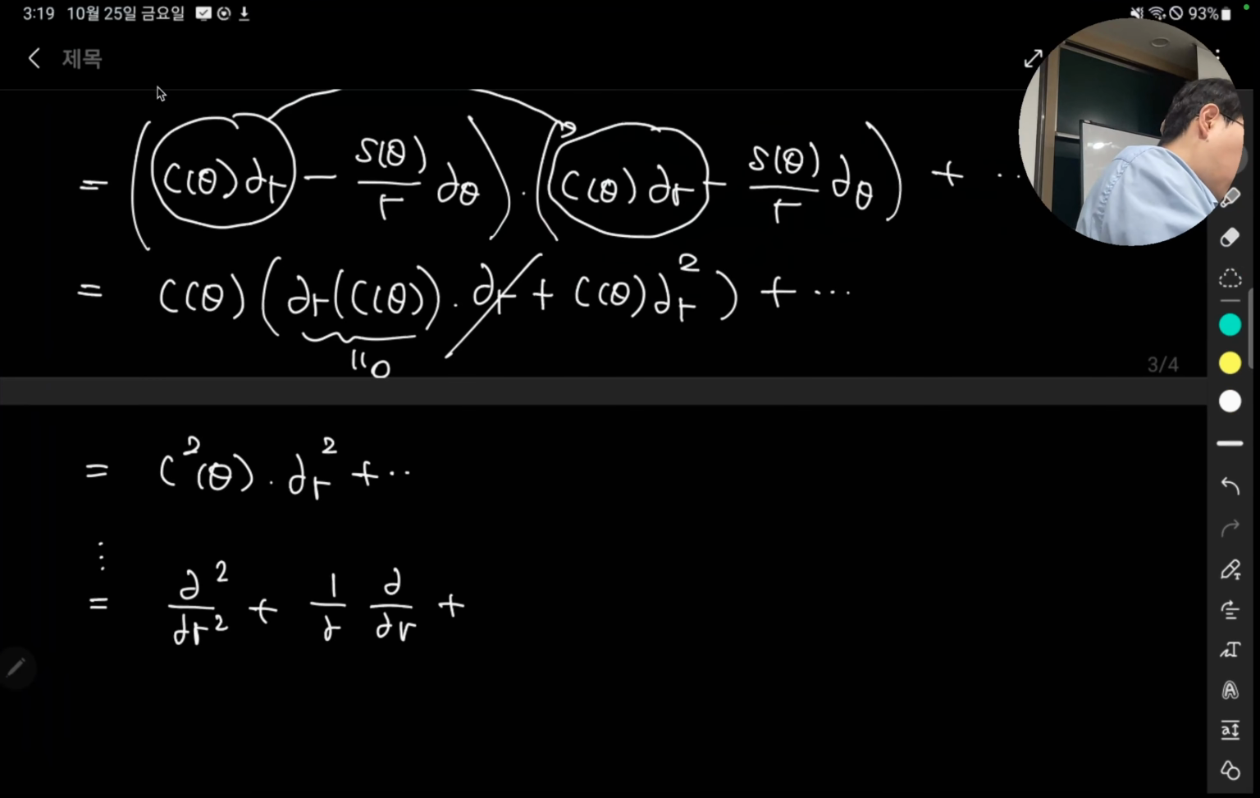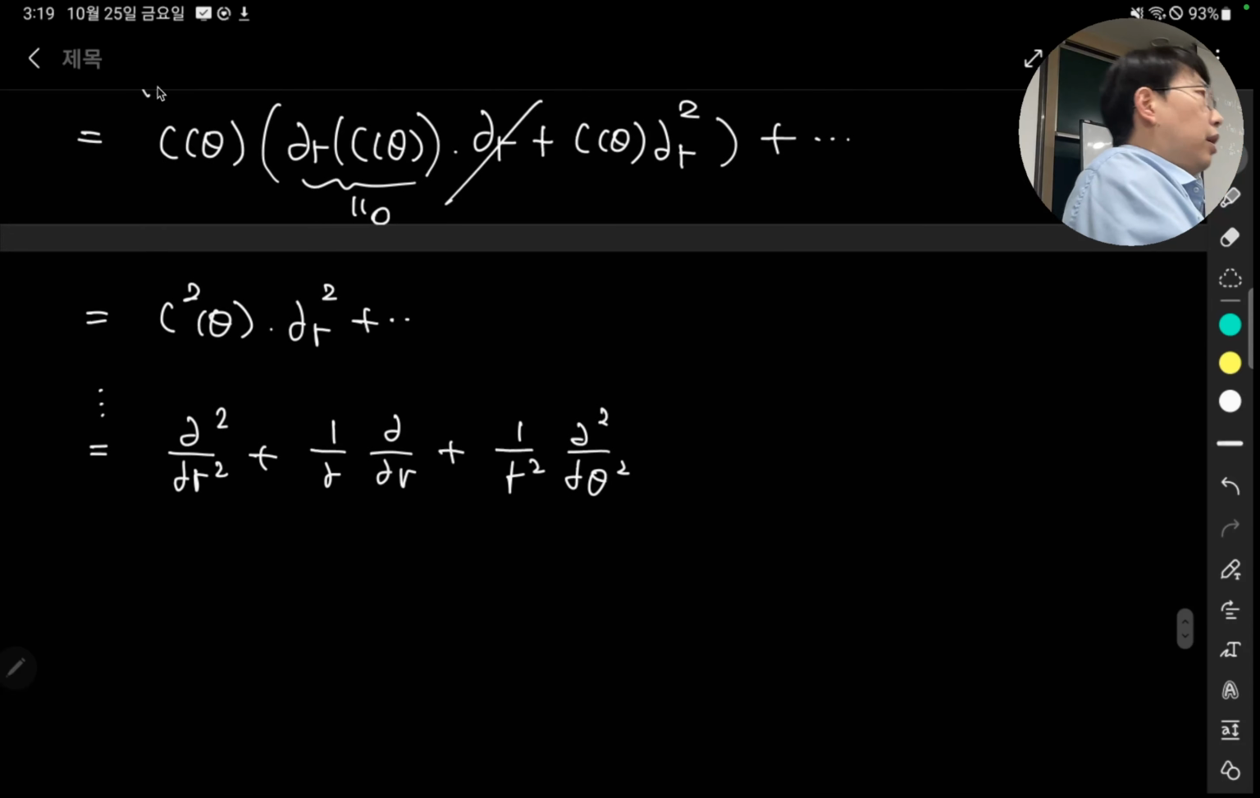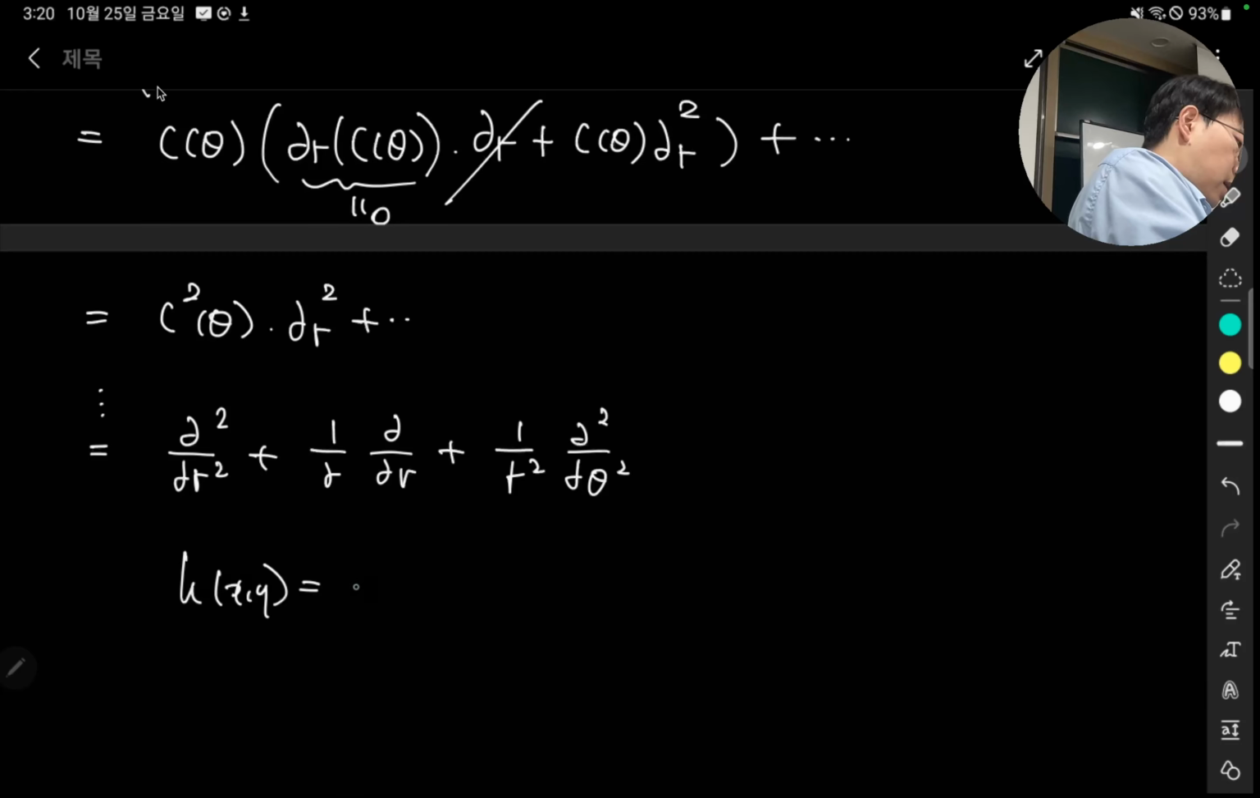Yes, and plus r squared del theta square. Okay, so why are we doing this? Because we are trying to check our function h(x, y). If I represent this in terms of r and theta, it's simply just theta. Okay, the simple theta function is a harmonic map.